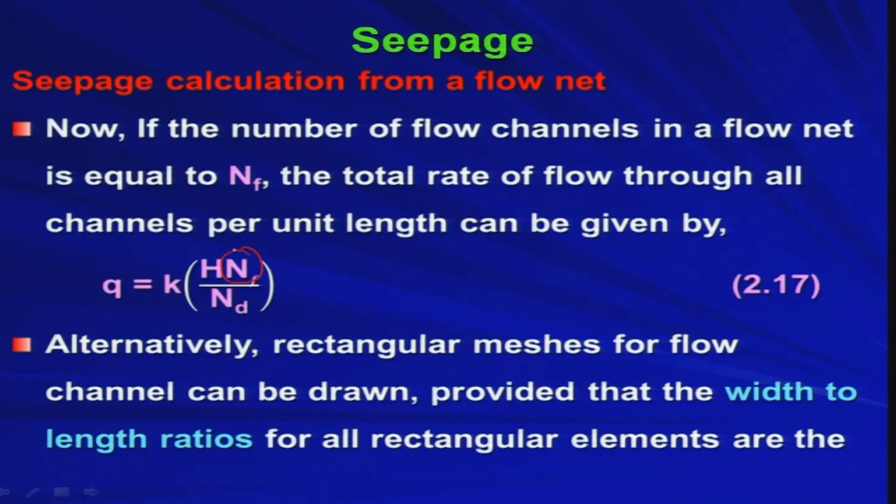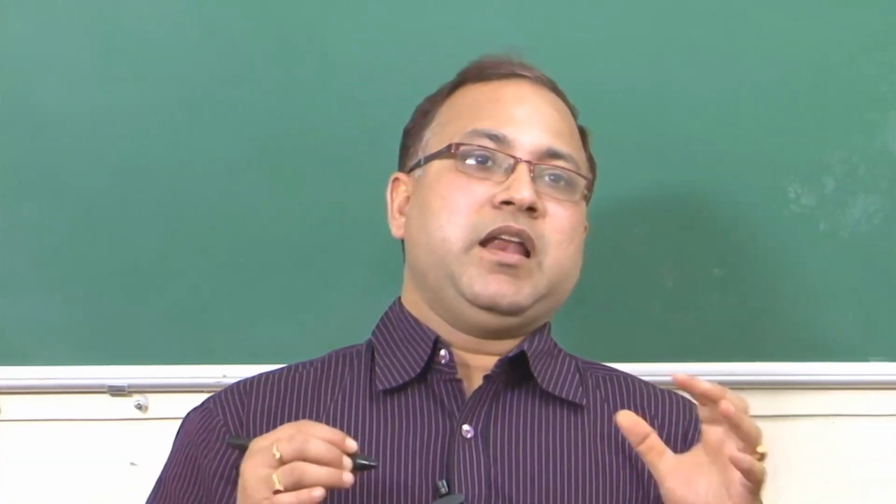So, if you are asked to find out the total flow happening through some permeable medium, you first construct the flow net and then you find out n f and n d, and then of course, h is known to you, that is the head difference between the upstream and downstream side, and if you know the coefficient of permeability or the hydraulic gradient of that particular soil, you can find out total discharge or flow, that is q.